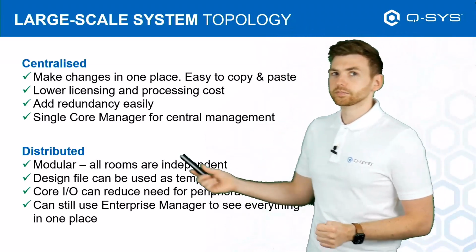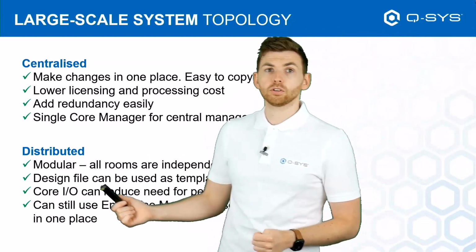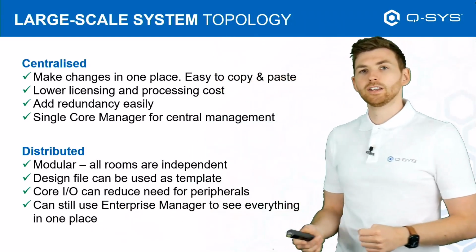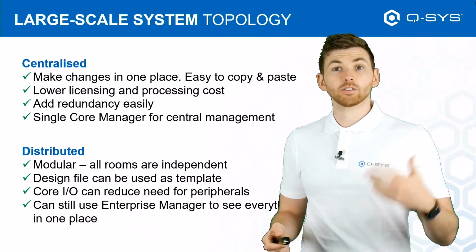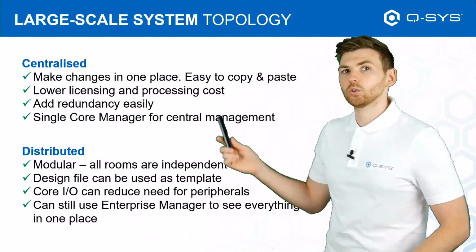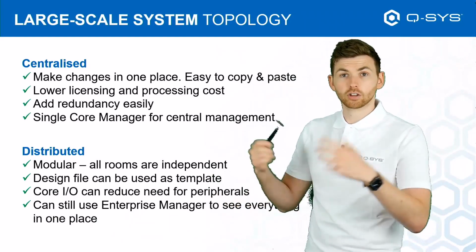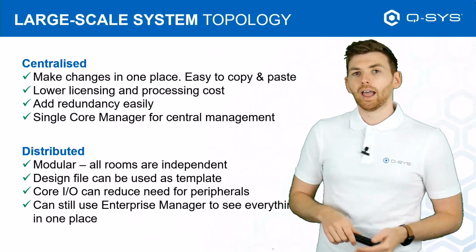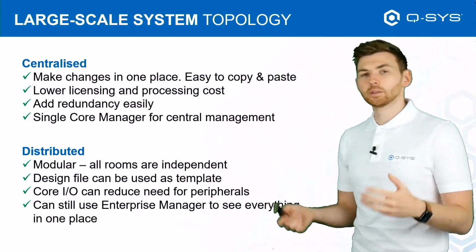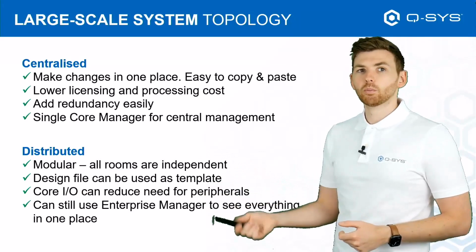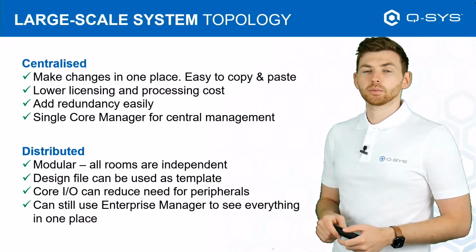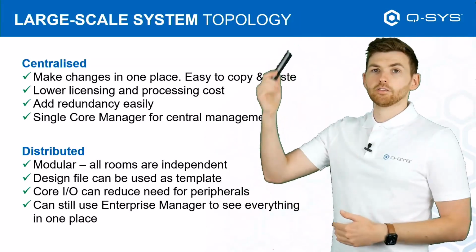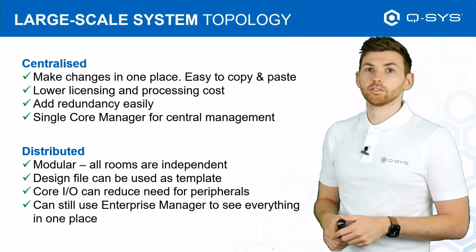Core IO, because we're going to have cores in most rooms, the core IO could be used to have fewer peripherals, right? So instead of needing to add QIOs to each room, we could just have a Core 8 Flex. And that means that even though we might have more expensive processors in total, because we have more of them, maybe we have fewer peripherals. Worth thinking about. And we can still use the cloud. We can still use Enterprise Manager to see everything in one place in this type of setup. So even though we don't have one web page locally, we can go to Enterprise Manager and we can see every single system in that space all in one environment.